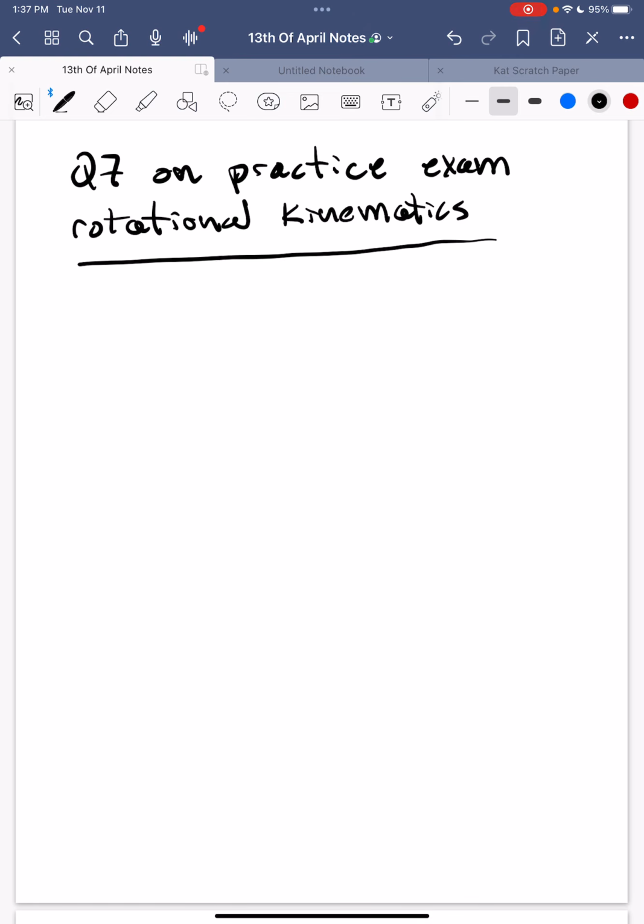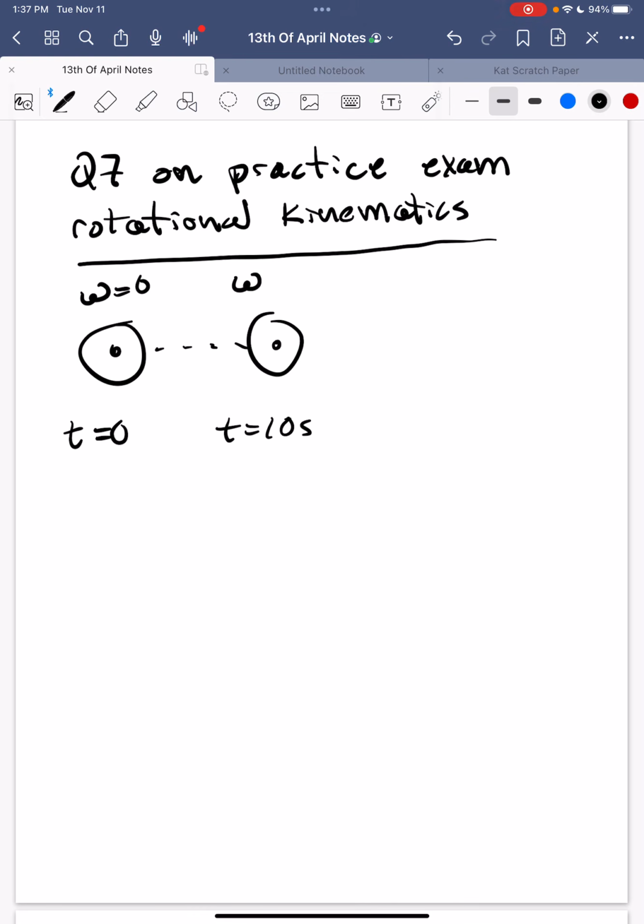Here's how it goes. A machinist turns on a grinding wheel at time t equals 0, and the initial angular velocity is just 0. Then the wheel accelerates uniformly from rest for 10 seconds. So now t equals 10 seconds. And here's the wheel, and it's rotating. Now it's got an angular velocity of 96 radians per second.